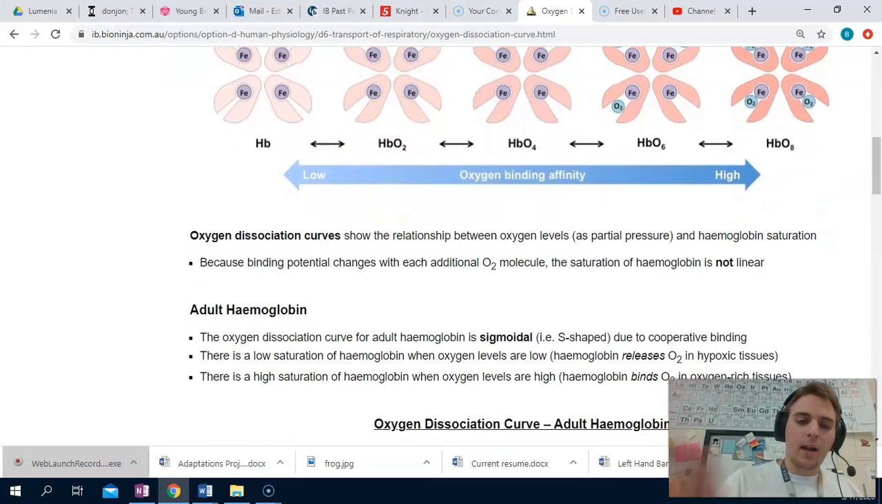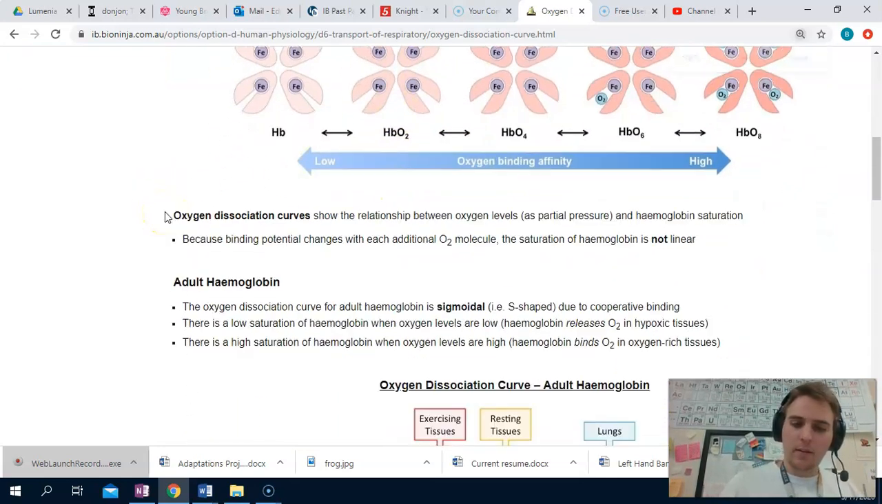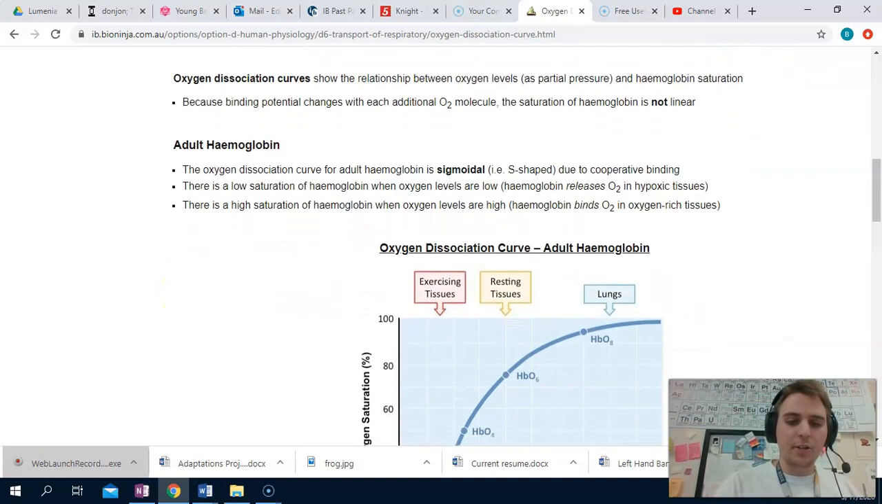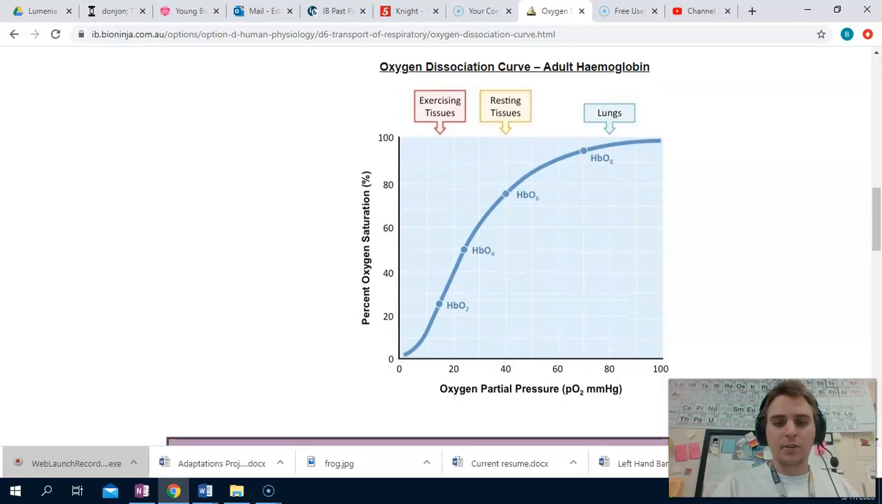So an oxygen dissociation curve shows the relationship between oxygen levels and hemoglobin saturation. Here's our first oxygen dissociation curve. You've got BioNinja available too if you want to get the details, but here's our curve. The way that you read this is percent oxygen saturation on this side. This is how much oxygen is actually going to be binding with the hemoglobin, essentially the saturation of oxygen in the bloodstream.